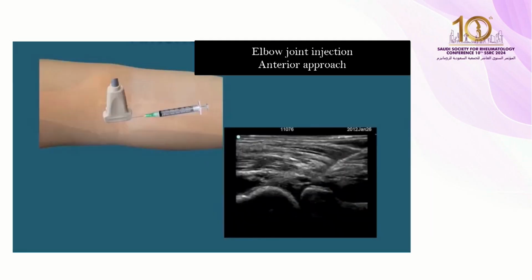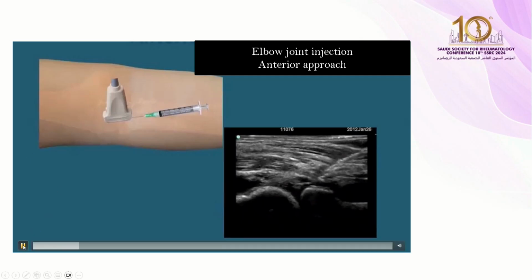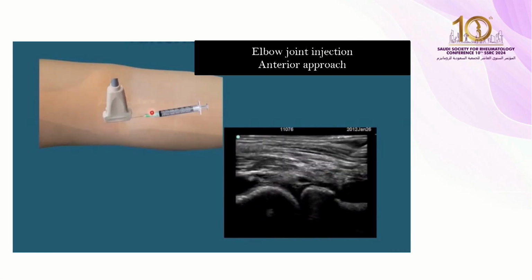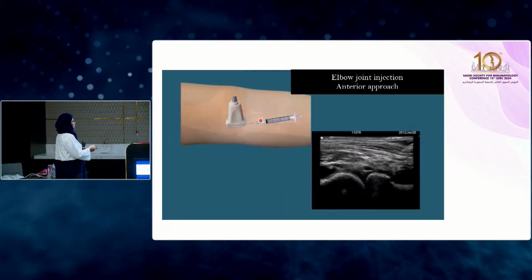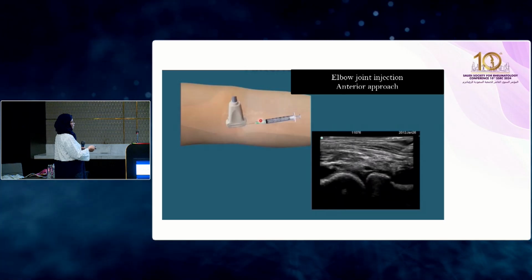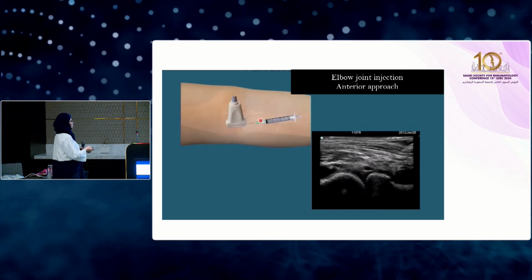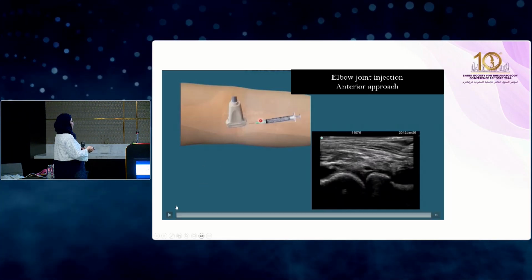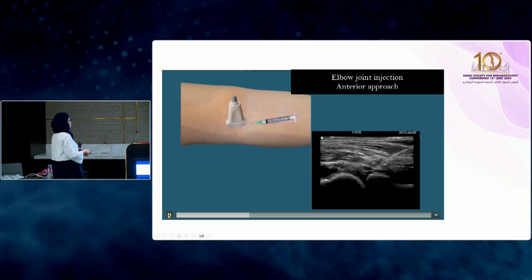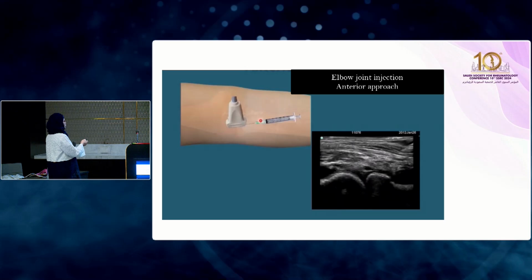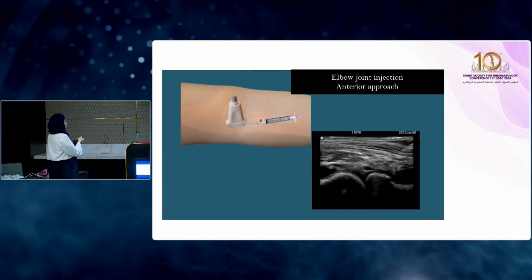The other approach is anterior. For the anterior approach, Dr. Atallah just mentioned how to visualize the joint anteriorly, and then you have the capitulum here, and the radial head, and the fossa with the fluid collection. And then you will inject. Can you repeat the video, please? Again, you go from distal to proximal, and not the opposite. You don't go from proximal to distal.